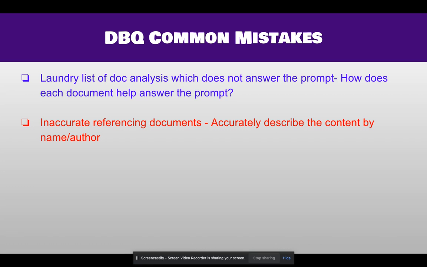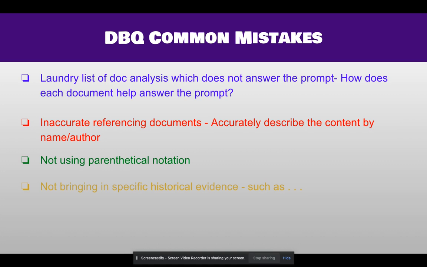The other thing is that students often inaccurately reference documents. It's going to be really important that you practice in-text citations and parenthetical notation and accurately describe the content by referencing the documents by name and/or author. All right. You do have to use parenthetical notation. You'll see some examples of that soon. And you need to bring in outside historical evidence to support your claim. So it's not enough to just use the evidence in the documents. You have to bring in information from the time period that also supports your claim that isn't found in those documents.